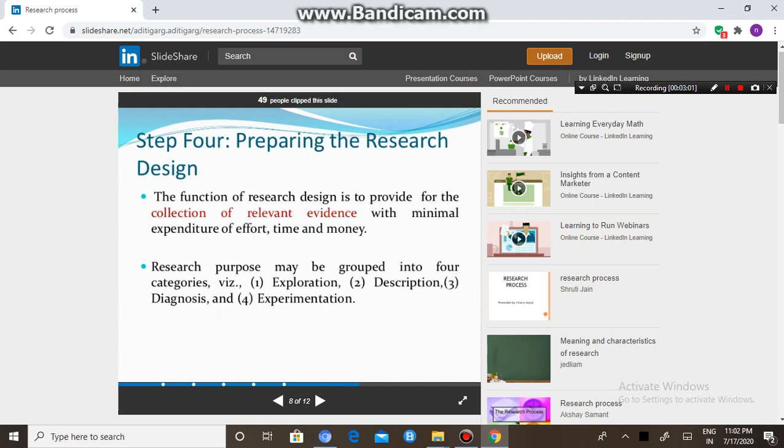Step 4. Preparing the research design. The function of research design is to provide for the collection of relevant evidence with minimal expenditure of effort, time, and money. Research purpose may be grouped into 4 categories. One is exploration, 2 is description, 3 is diagnosis, and 4 is experimentation.